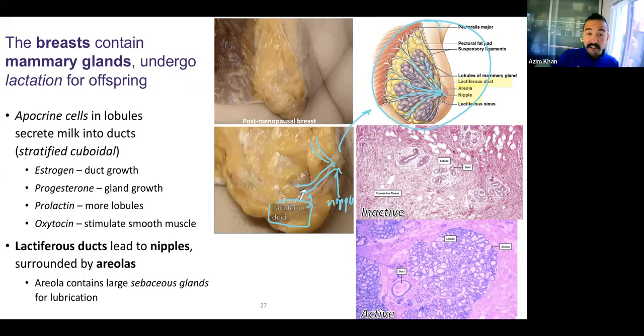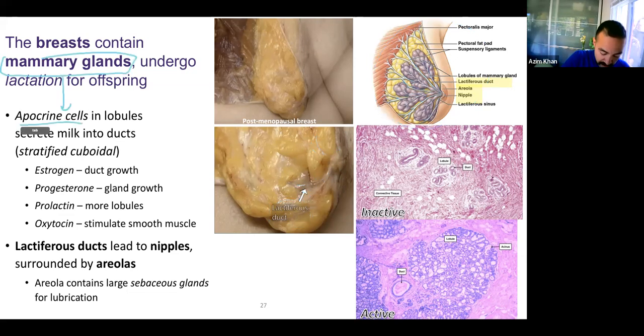These ducts are carrying milk, potentially, from lactation glands or mammary glands. If you recall, mammary glands are made of apocrine cells, or they are apocrine cells. They grow and shed. And those shed pieces of cells are the fatty, protein-rich fluid that becomes milk. So these are the ducts that they secrete into, which are stratified cuboidal.